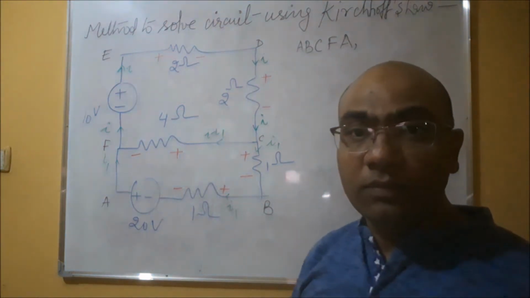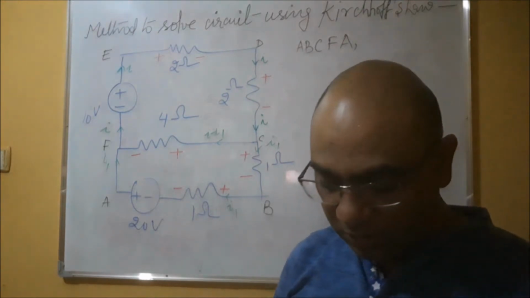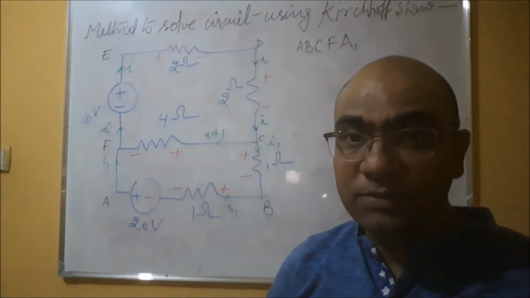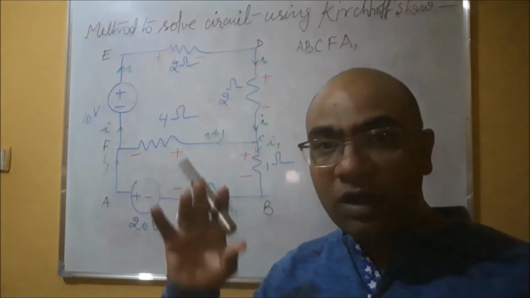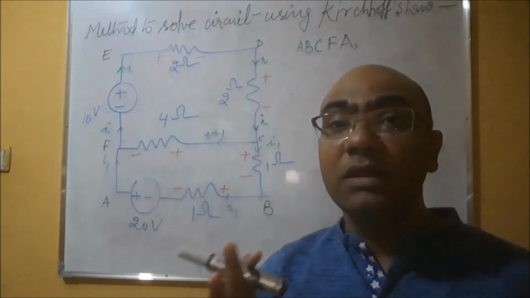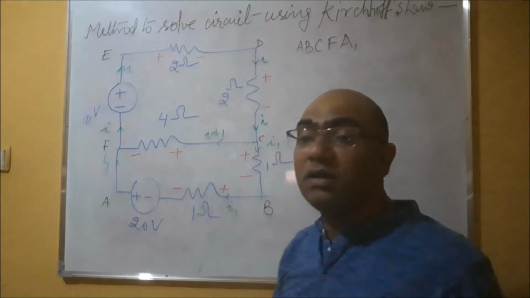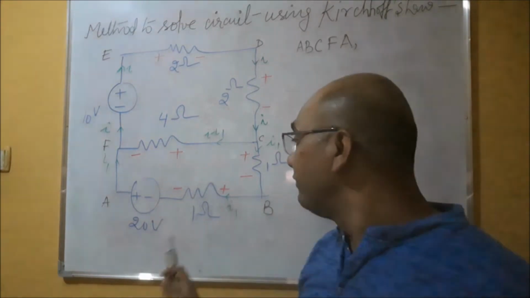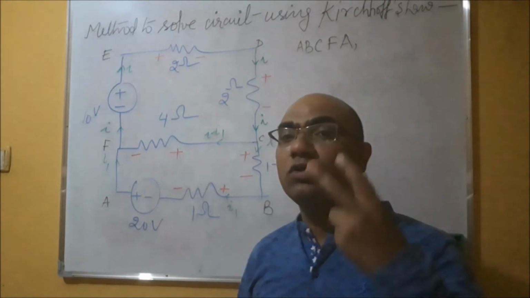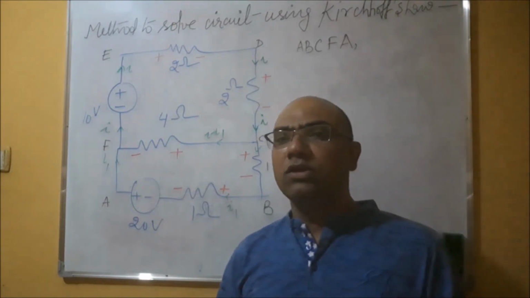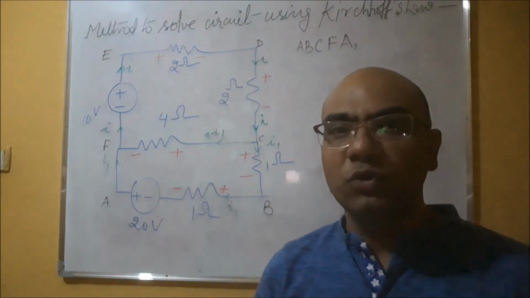Right? A, B, C, F, A. And before writing the equation, I'll give you one more concept. If you see this circuit and you try to identify how many unknowns you have, the number of unknowns is 2: I and I1. Since this circuit has only 2 unknowns, how many equations are required to solve this circuit? 2.